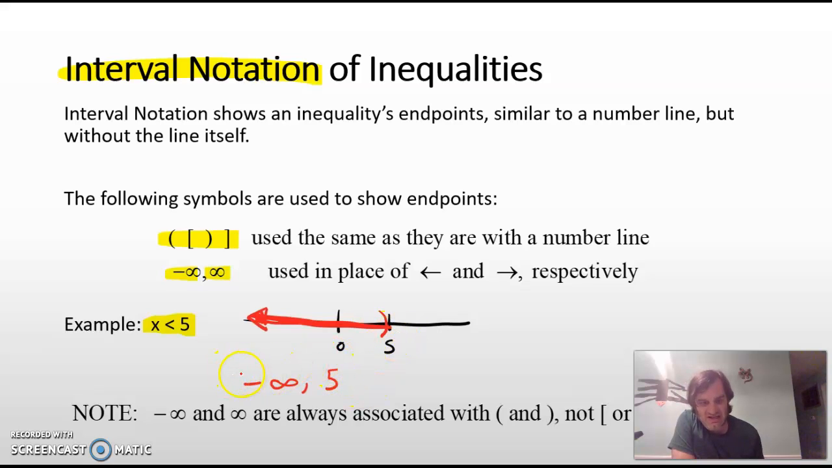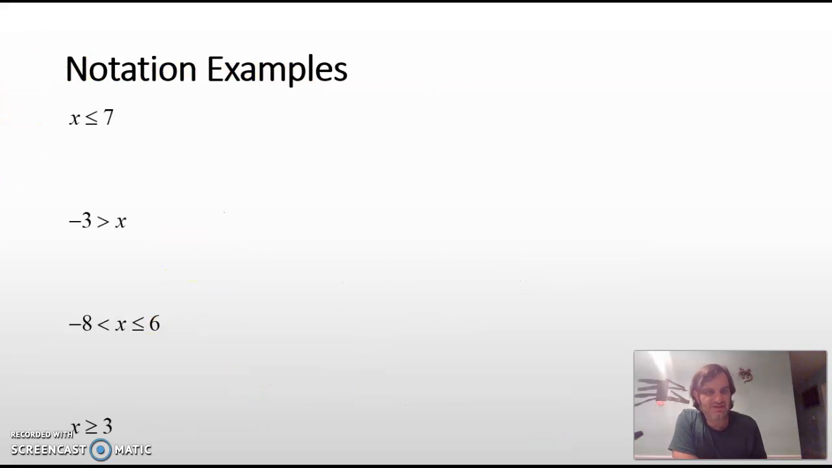Okay? And anytime I have an infinity or negative infinity, I'm going to use a parentheses because I can't really quantify infinity or negative infinity. I can't find the end position. Now on the other side it said less than 5, so I'm going to use a parentheses there. Okay, so parentheses, negative infinity to 5 parentheses. And as I said, if you're using an infinity or negative infinity, make sure you're using parentheses, not brackets. So a couple of practice problems here.